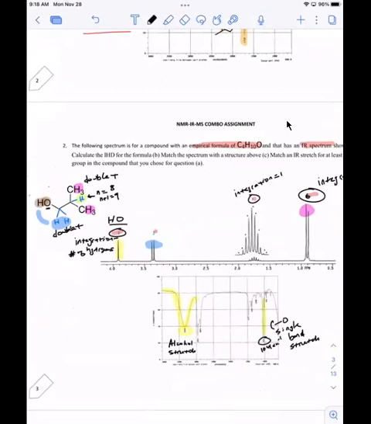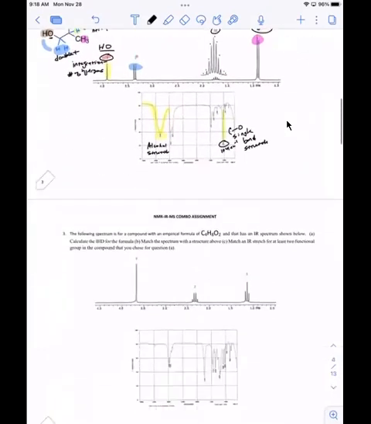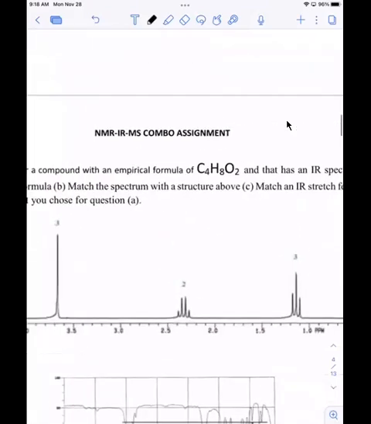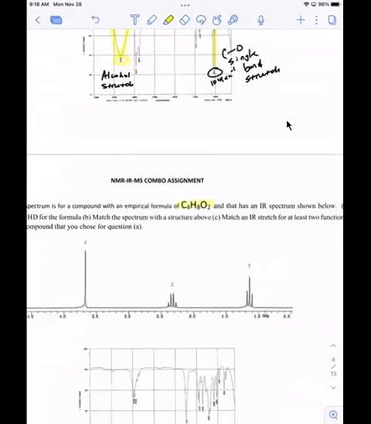So, all right, let's do another one. This gives us the empirical formula C4H8O2. Infrared shown below.